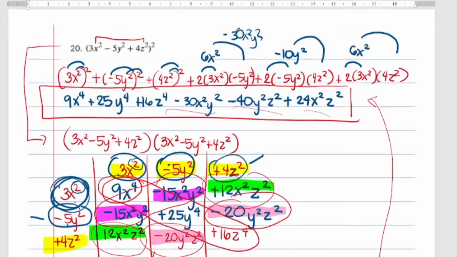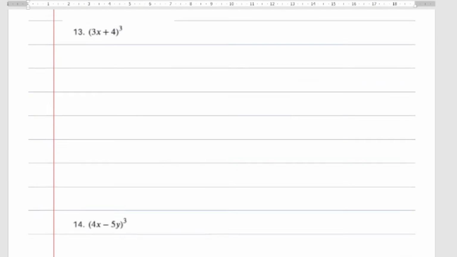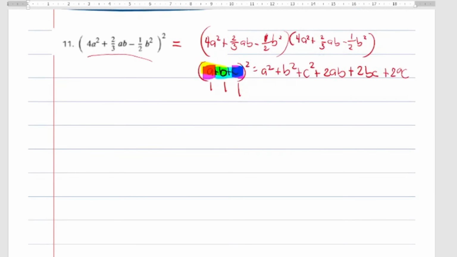Now let's proceed to number 11. Let's just use the special product for number 11. We are involving fractions, so it's quite long. So, squaring a trinomial: you get the square of the first term, plus the square of the second term, plus the square of the last term.